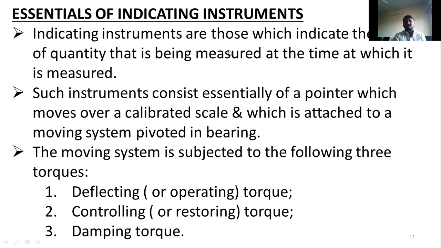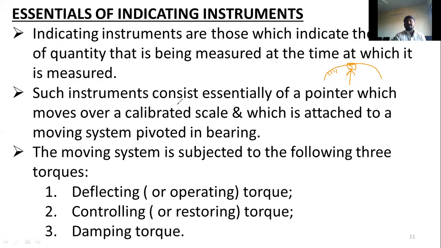So indicating instruments are those which indicate the value of the quantity that is being measured at the time at which it is measured. Just now I told you, based on the scale, whichever value or quantity is to be measured at that point, it is going to indicate. If the value is 5, it will indicate 5 here.